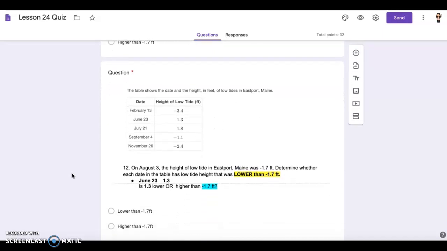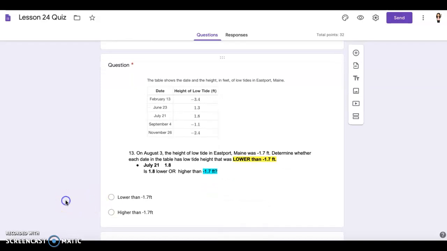Number 12. On August 3rd, the height of low tide in Eastport, Maine was -1.7 feet. Determine whether each date in the table has low tide height that was lower than -1.7 feet. So we're looking at the date of June 23rd, which is 1.3 feet. Is 1.3 higher or lower than -1.7?